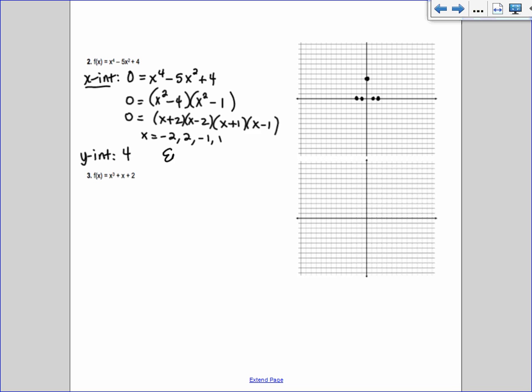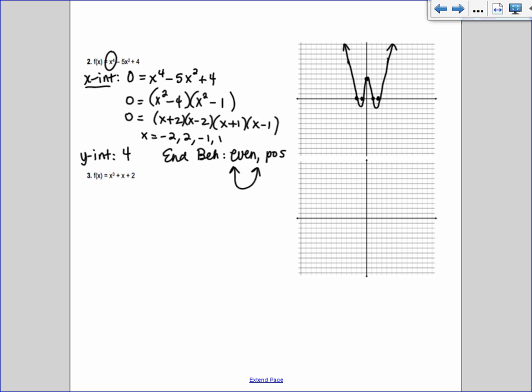Okay, end behavior. The very first term is x to the 4th. It's even, and it's positive. So it's going to look like x squared on the ends. So all I do is I draw the ends of the graph. Can you tell what shape this is? It's a letter. It's a W. Goes down and through. Right, so it's looking like that.